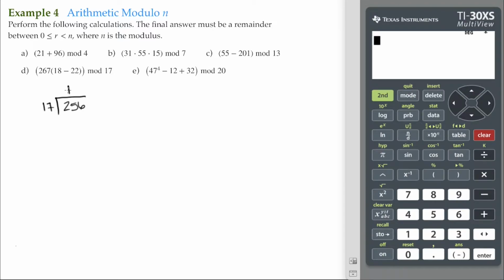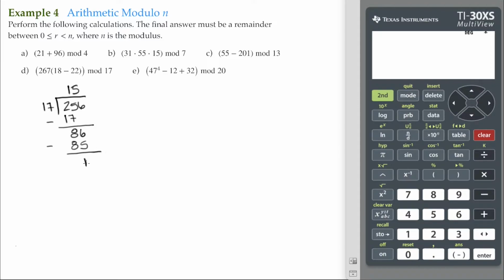We then multiplied 1 times 17, that's 17. We then subtract. 25 minus 17 is 8. We then bring down our next digit. Since our remainder is larger than our divisor, the process continues. 17 goes into 86 5 times. 5 times 17, that's 85. We subtract, and here we finally have a remainder of 1.